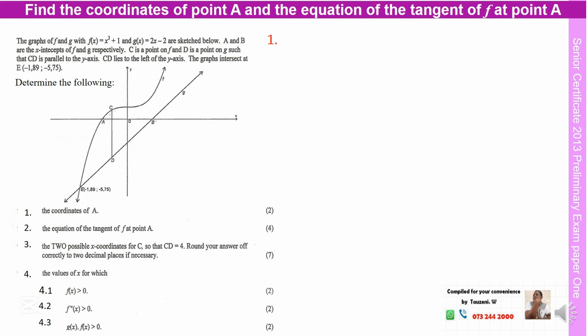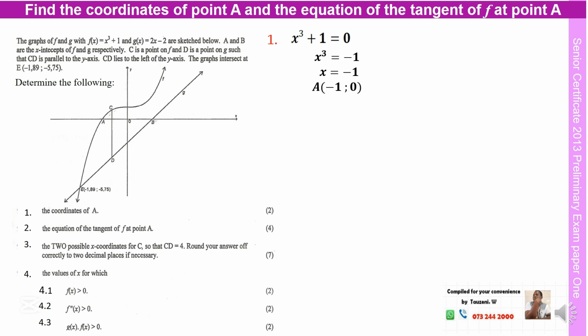Let us have a look at the answers to these questions. Question number 1, find the coordinates of point A. We notice that A is the x-intercept of the function. To find the coordinates of the x-intercept, we equate f of x to 0 and solve for x, giving us x is equal to -1.